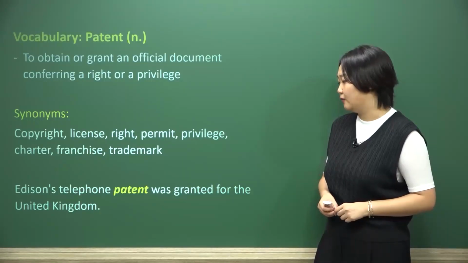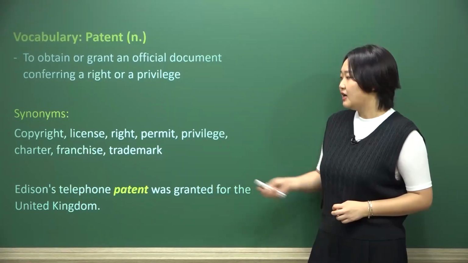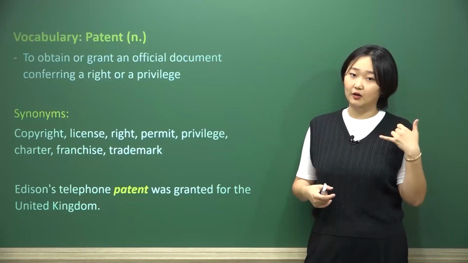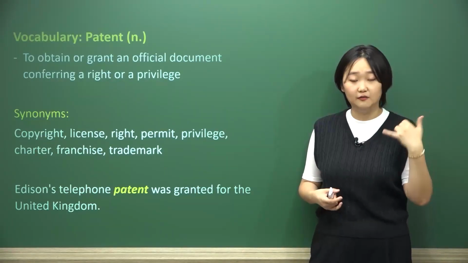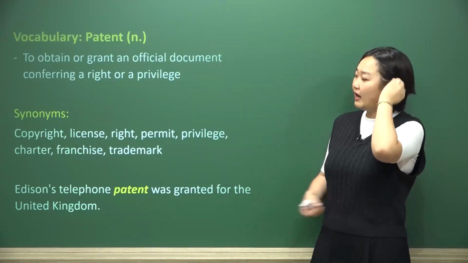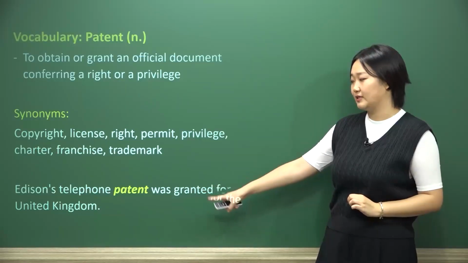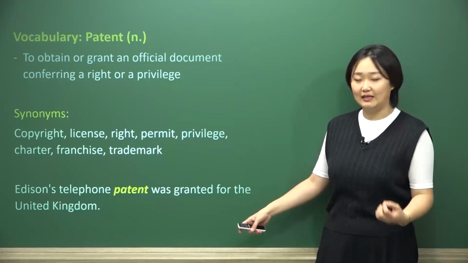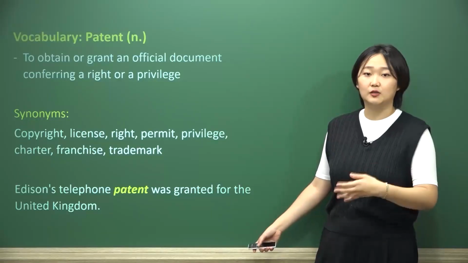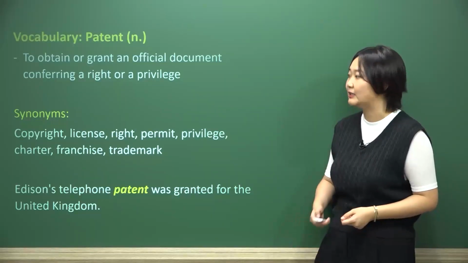Edison's telephone patent was granted for the United Kingdom. And so when we're talking about the telephone, right? Hello, who is this? How are you? When we're talking about a telephone, when it was first invented, Edison, his patent or his telephone, his idea was patented. It was licensed. It was given a right to him. He owned it. He owned it as an idea.